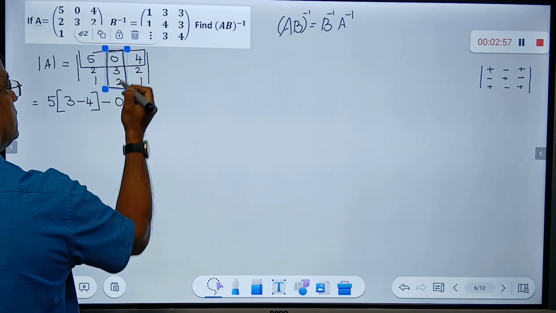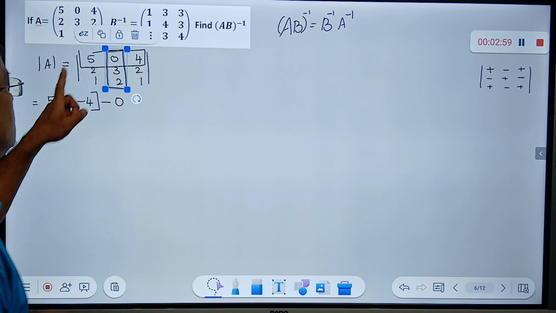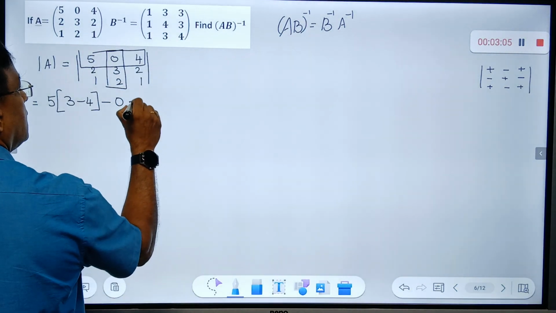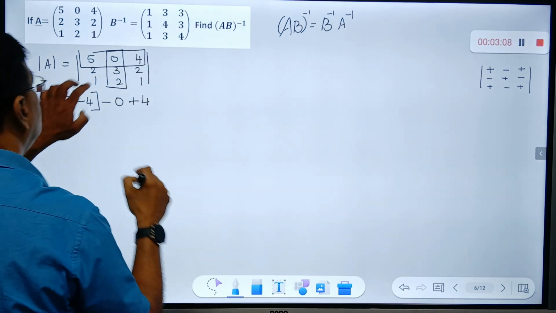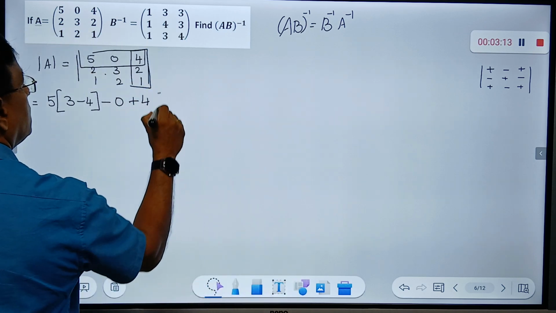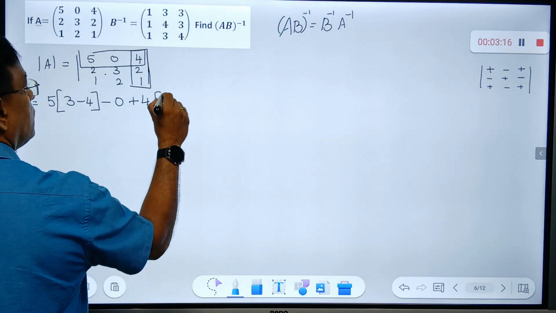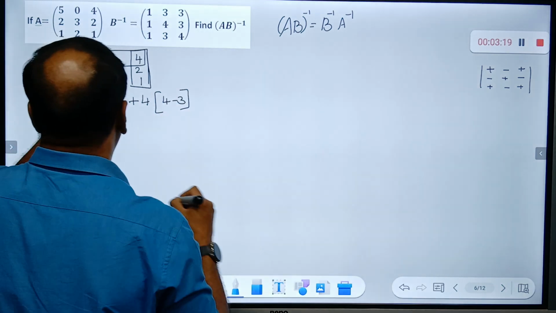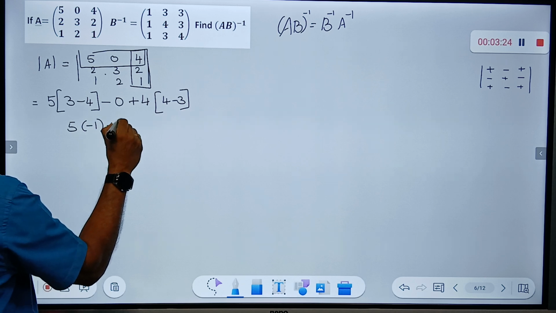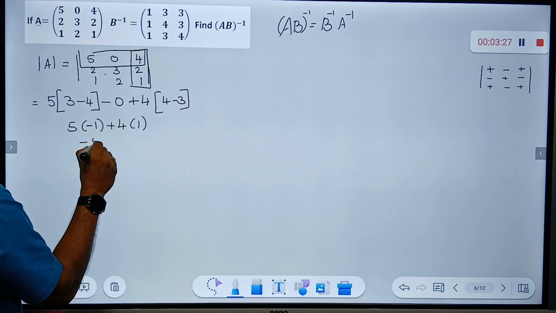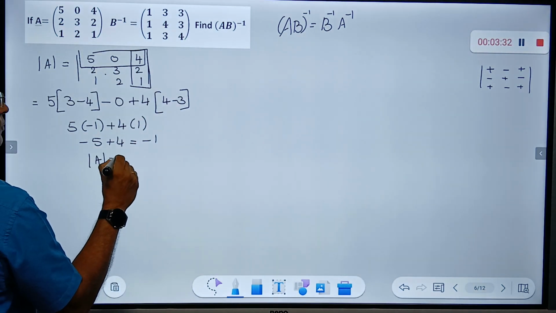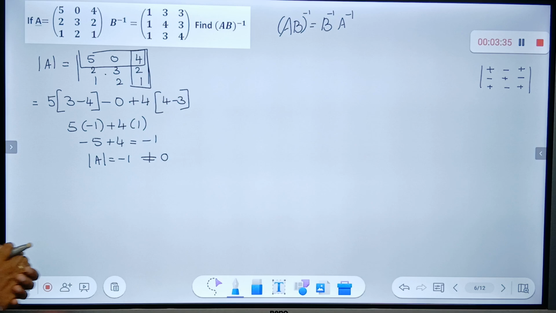You don't have to break your head over that because 0 into anything is 0. Now go to the next element. It's plus, and the number is 4. What do you get? This will be 4 minus 3. So this will be 5 into minus 1 plus 4 into 1. This is minus 5 plus 4. Therefore, it is minus 1. So, the determinant value of A is minus 1 and it is not 0.